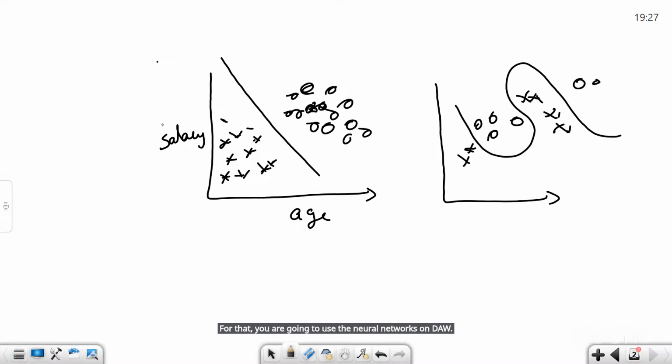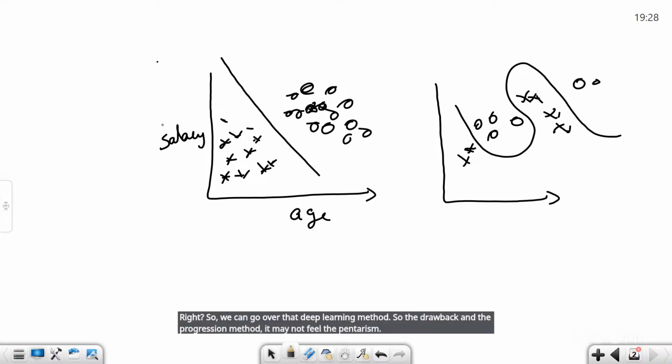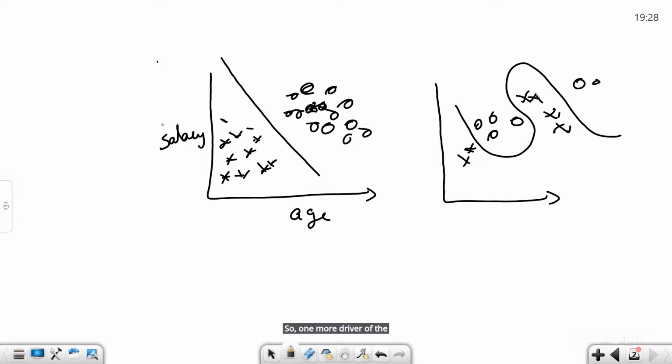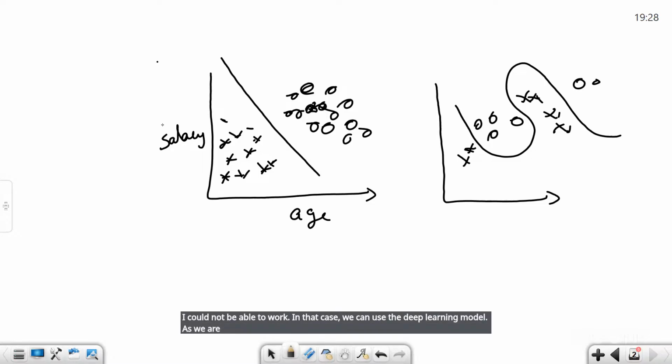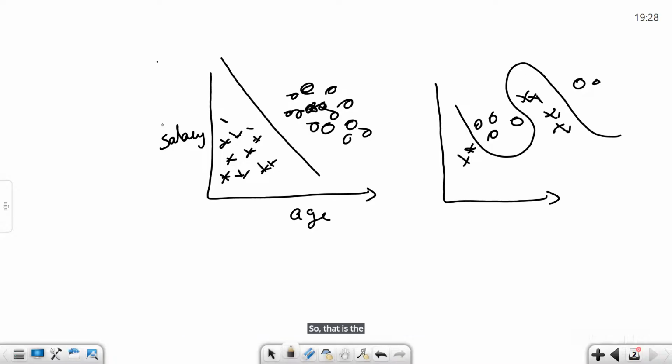In this case, I can also use logistic regression, but the traditional model could not give better results. So we can go with the deep learning method. The drawback of the traditional method is that it may not give better results. One more drawback of machine learning is that if your volume of data is huge, it could not give better results or could not work. In that case, we can use deep learning models. As we are living in the digital world, day by day, minute by minute, second by second, huge data is being generated. That is the reason we use deep learning techniques.